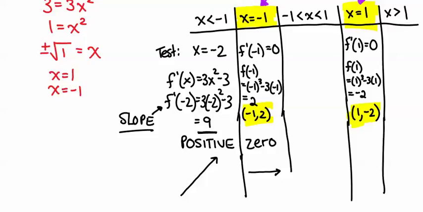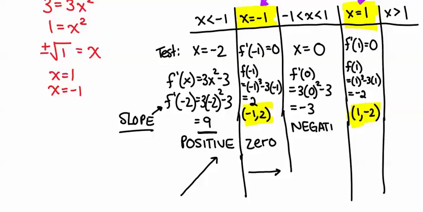Let's check out the interval between -1 and 1. Test any value. Let's say we tested 0 out. We're going to sub 0 into our derivative. Our derivative equation was 3x squared minus 3. Subbing 0 in is just going to equal -3. If we have a negative value, that's our slope. So that means we have a negative slope, so it'll be going down to the right. Here's a critical point. We already know the slope is 0 here, so we're going straight across.